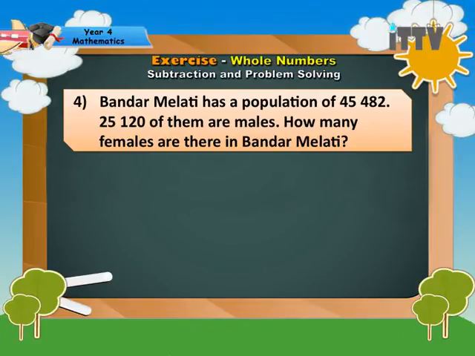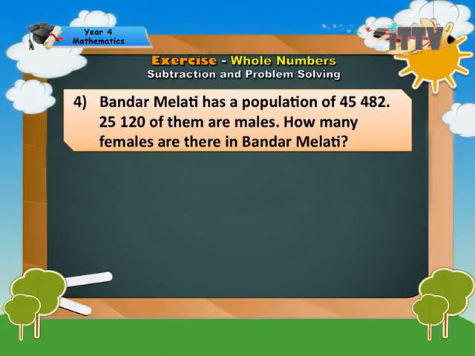Alright, first of all, let us try to understand the question first. Now, this town, Bandar Melati, has a population of 45,482. That means everybody. Okay, and then we have males and females in the town. For males, we know there are 25,120. Now we want to find out the number of females. So how do we solve that? What operation should we use? Subtraction. We take the population, the total number of the people living there, and we minus the number of males.